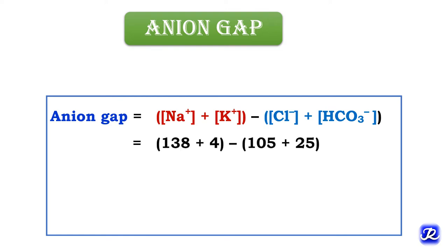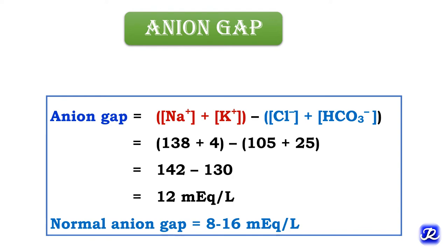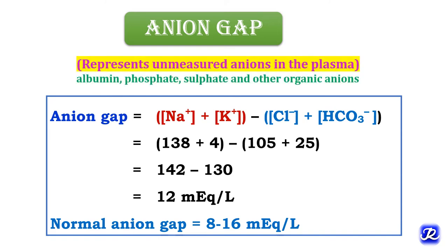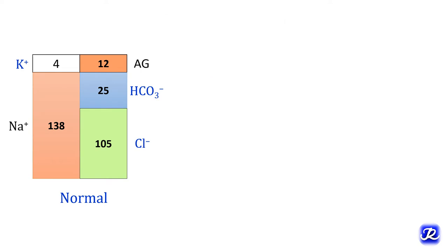So if we put in the normal values, we get a result of 12 milliequivalents per liter. So the normal anion gap is 8 to 16 milliequivalents per liter. Actually, it is not a physiological reality. It just represents the unmeasured anions in the plasma, which are albumin, phosphate, sulfate, and other organic anions. So let's see what happens in increased and normal anion gap acidosis.